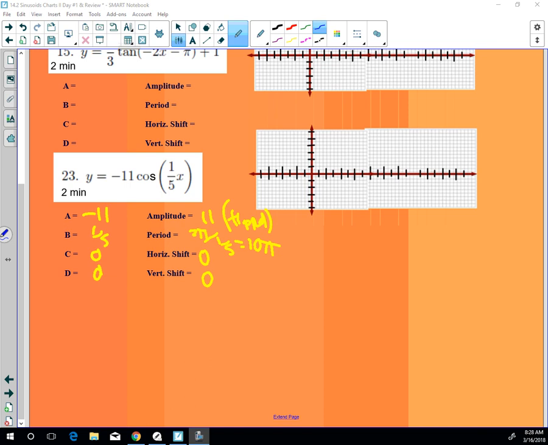So for this number 23, I found the amplitude is the number in front of the cosine. That's negative 11. Amplitude is flipped to 11. The number in front of the x in the function is your b value. 2 pi over that is 10 pi. There's nothing subtracted in the function or added or subtracted outside, so there's no shift.